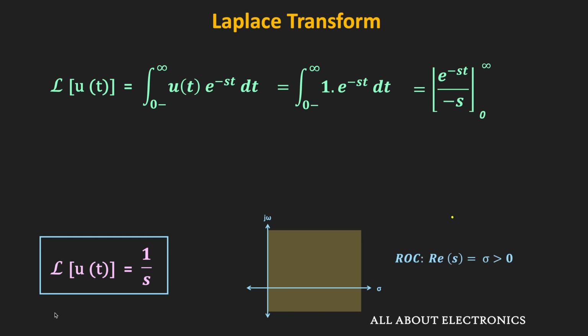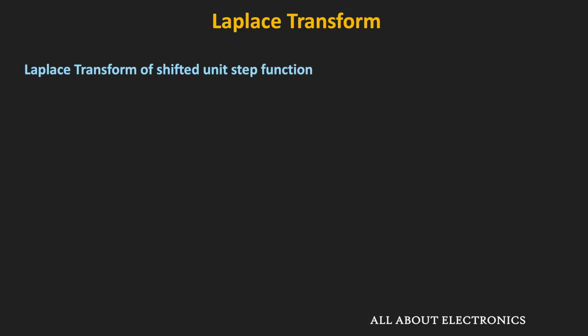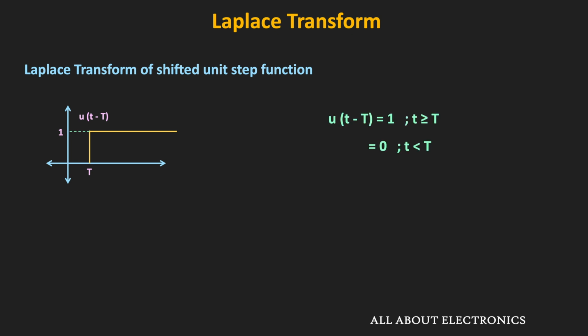Similarly, let us see the Laplace transform of the time shifted unit step function. This u(t minus T) is the time shifted unit step function. That means instead of starting at time t equal to 0, this function starts at time t equal to capital T, and before that, the value of this function is equal to 0. So the Laplace transform of this function can be given as the integration from 0 minus to infinity of u(t minus T) e to the power minus st times dt.